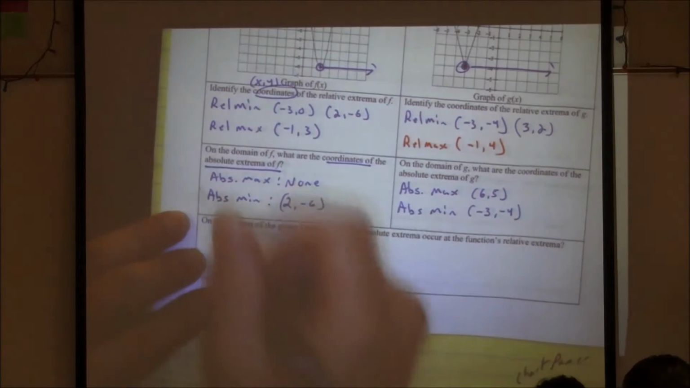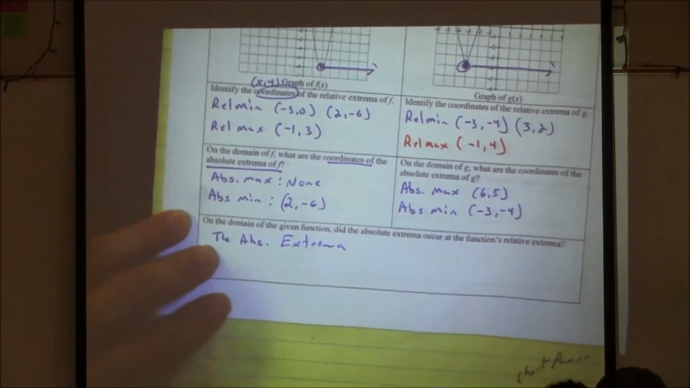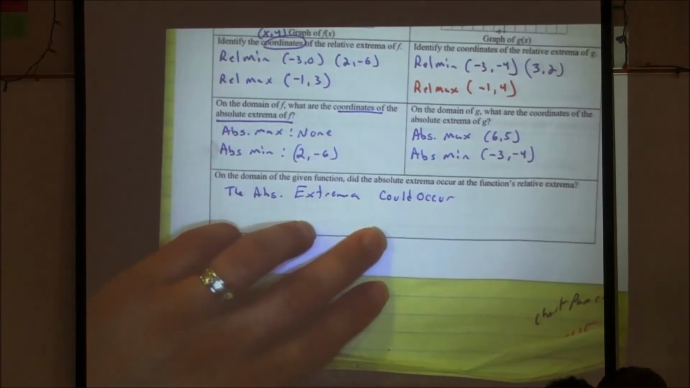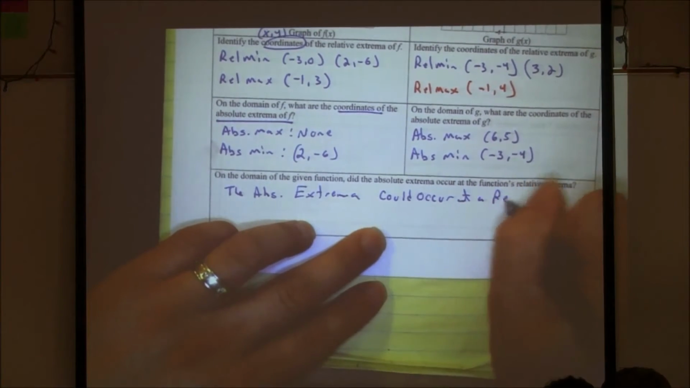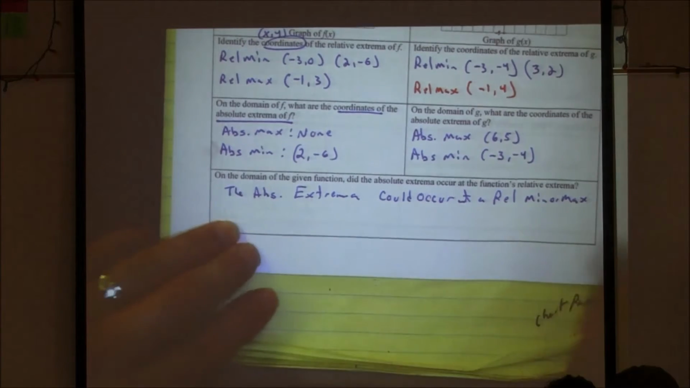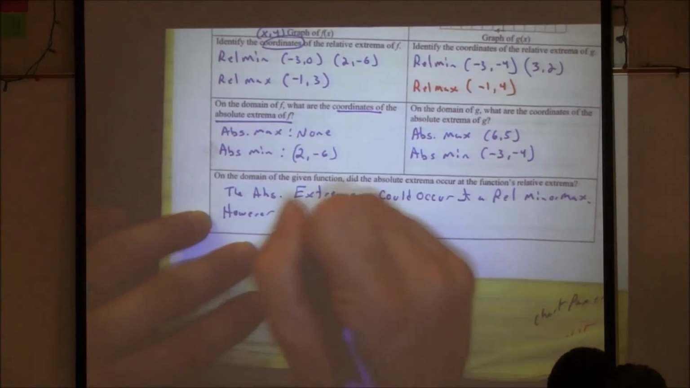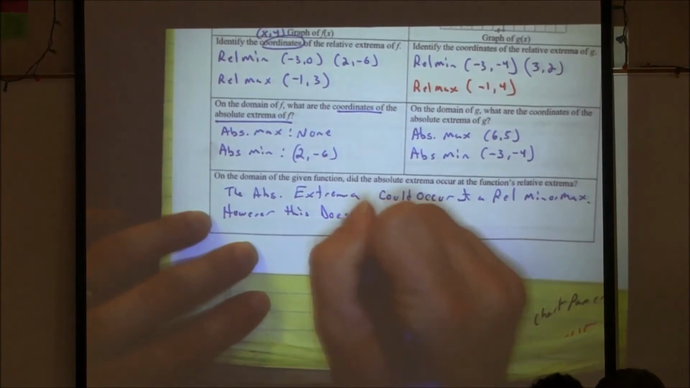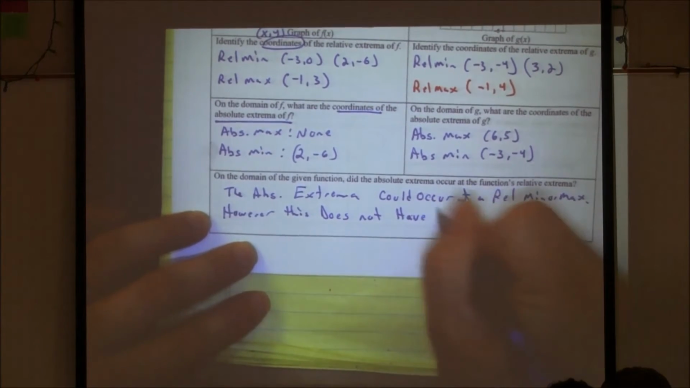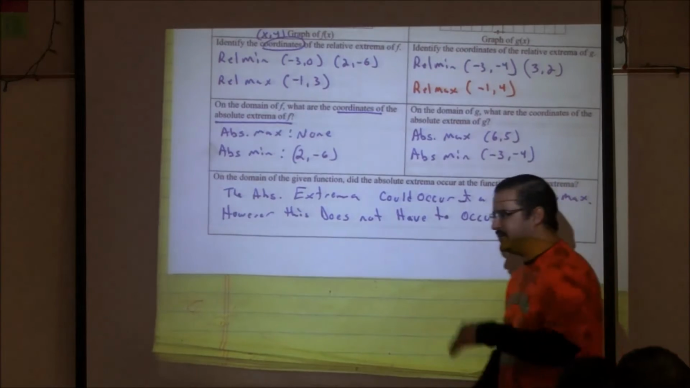Okay, so let's write that down. So the absolute extrema could occur at a relative min or max. However, this does not have to occur. Does that make sense? It could, but it doesn't mean it has to.